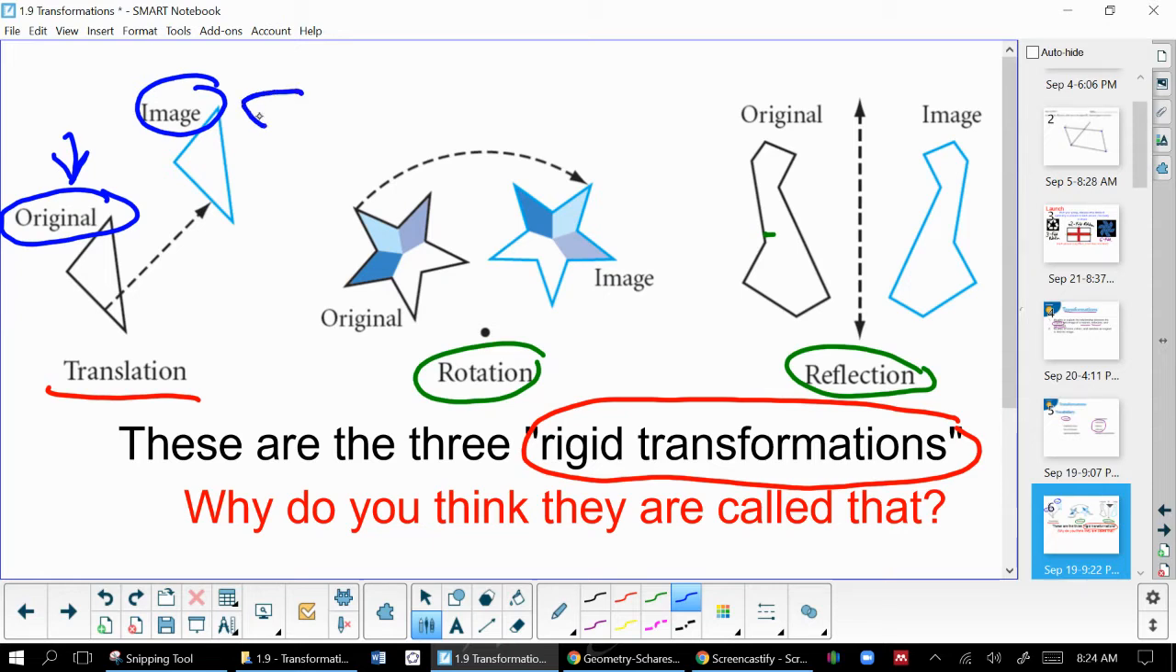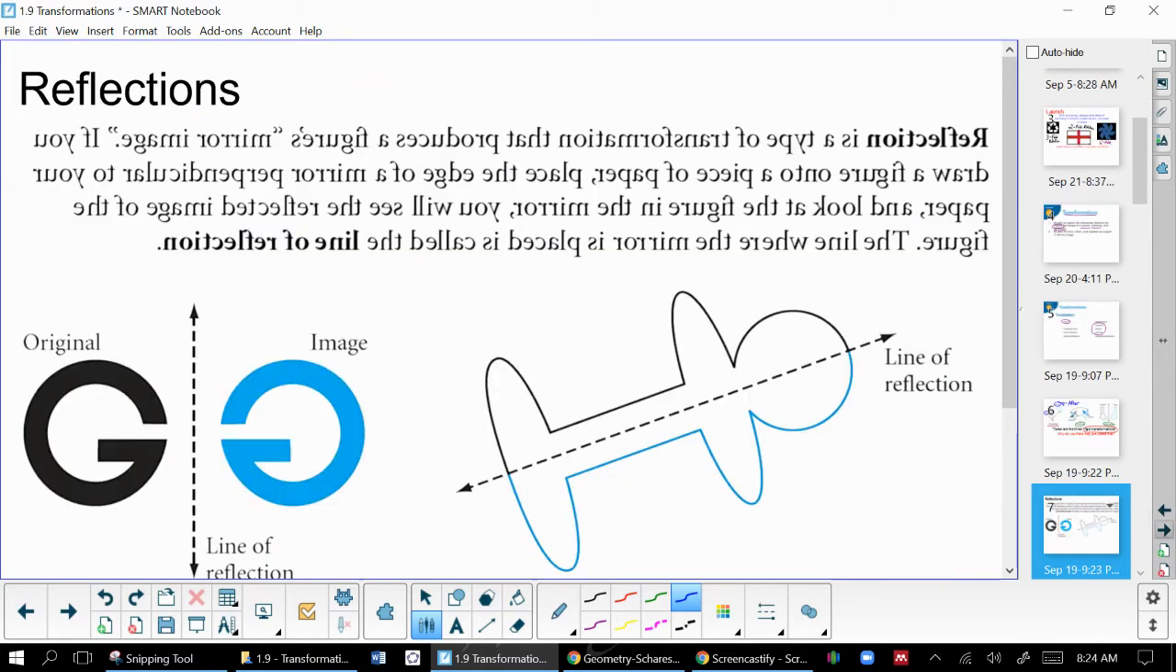The image is what we call the after, right? After you've done this transformation, then we call it the image. Sometimes you'll hear the word pre-image for original, but your book uses original instead, which I think makes a whole lot more sense anyway. So pause the video, and you've got a big challenge here.